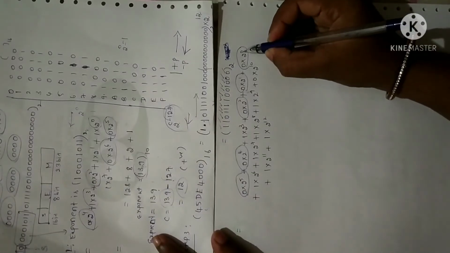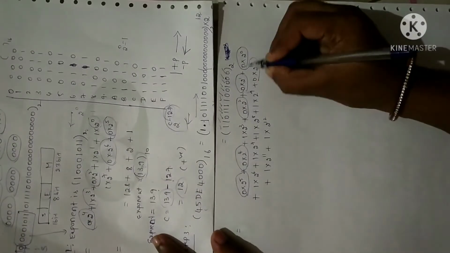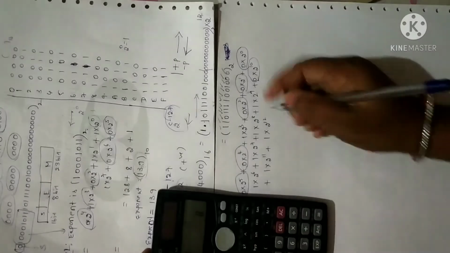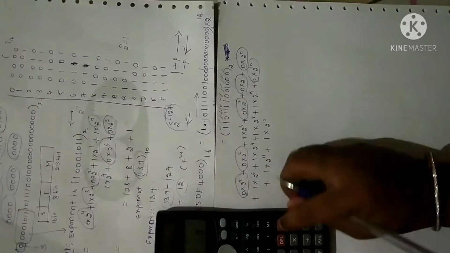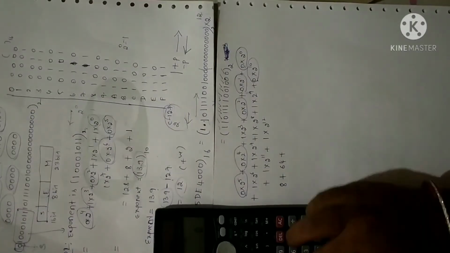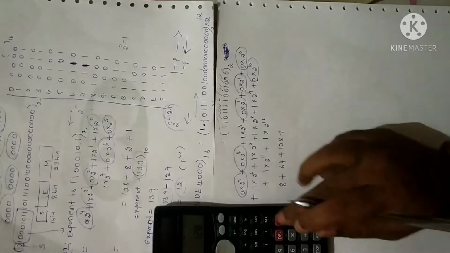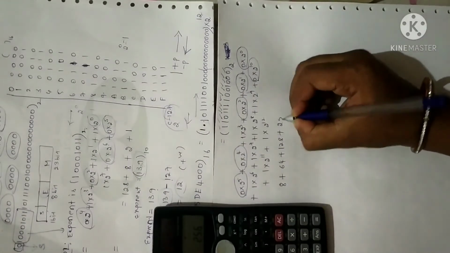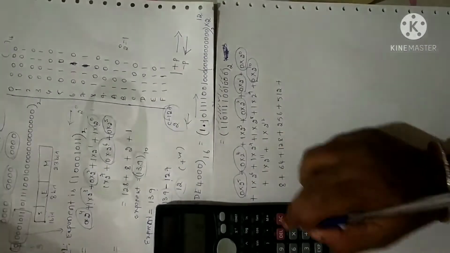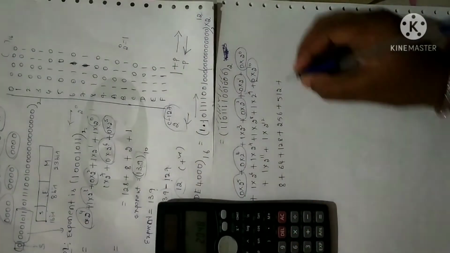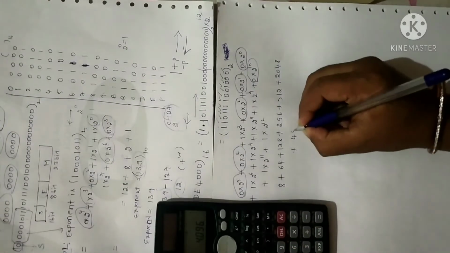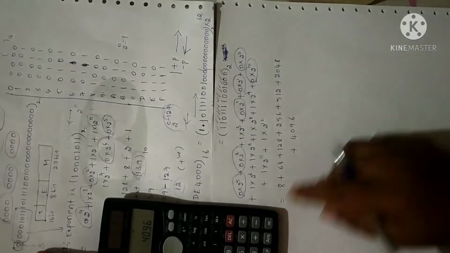Fine. 0 into 2 power of 0 is 1, so 0 into 1 will again be 0. So it is also 0. Now whatever the remaining value, 1 into 2 power of 3. So 2 power of 3 is 8. So the first line you are going to get 8. Plus 1 into 2 power of 6. 2 power of 6 is 64. Plus 2 power of 7, 128. Plus 2 power of 8, 256. Plus 2 power of 9, 512. Plus 2 power of 11, 2048. Plus 2 power of 12, 4096. Fine. Now let me add all these digits.